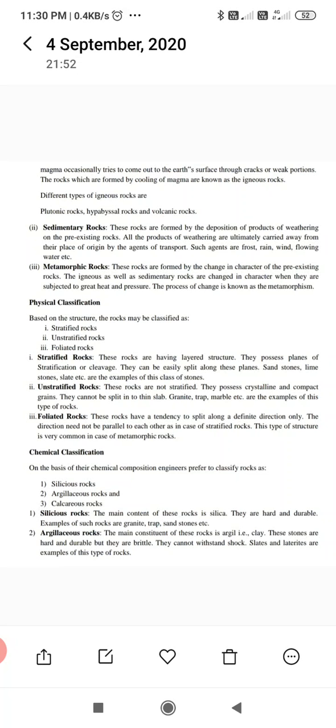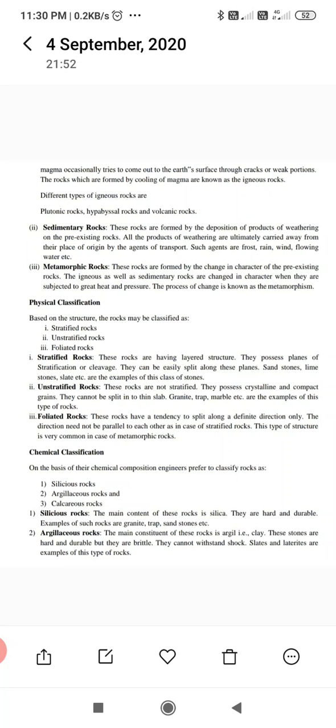The third one is the foliated rocks. These rocks have a tendency to split along a definite direction only. The directions need not be parallel to each other, as in the case of the stratified rocks, and this structure is very common in the case of metamorphic rocks.